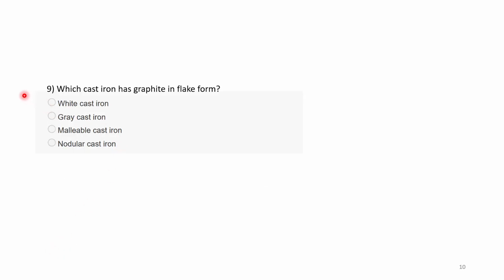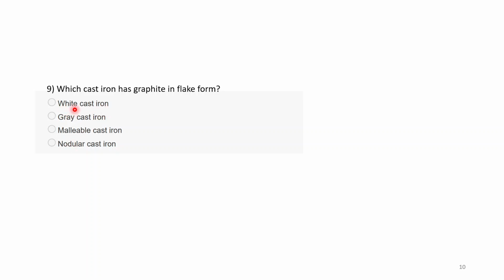Next is, which cast iron has graphite in flake form? Your options are white cast iron, grey cast iron, malleable and nodular. Grey cast iron, yes. So what type of forms will be in the other ones? Can you guess? Nodular, that is ring, means circular, spherical type. Spherical, yeah. And malleable cast iron, I don't know. White cast iron, white flakes, I think so.